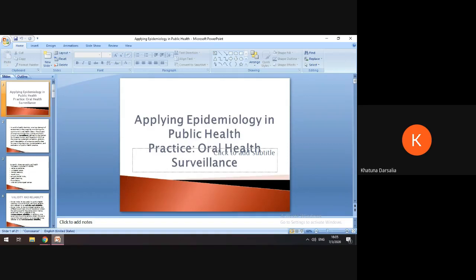We described assessment in our earlier lectures. Assessment is one of the three core public health functions, as you know, together with policy development and assurance. In public health dentistry, one key element of assessment is the ongoing monitoring of a community's oral health status. The process of ongoing monitoring is more commonly known as surveillance.